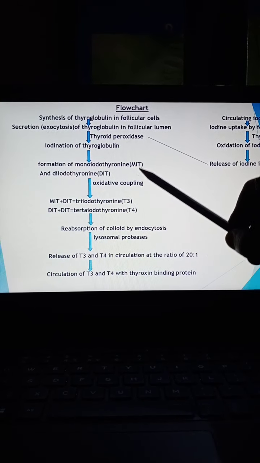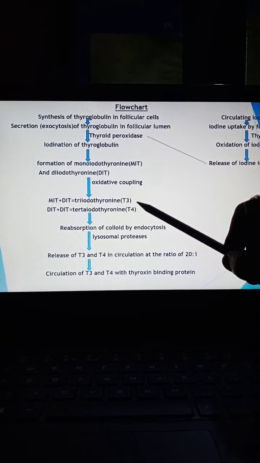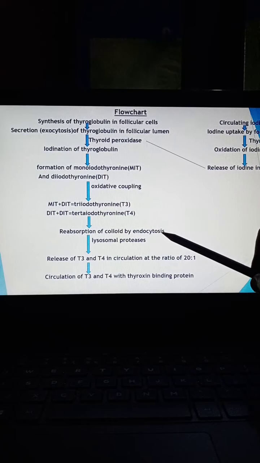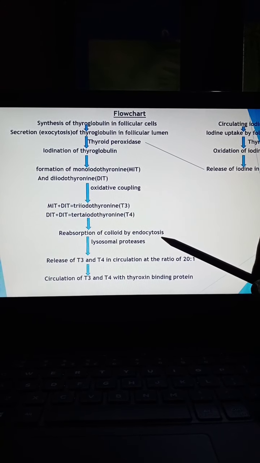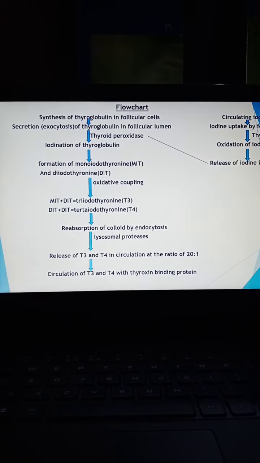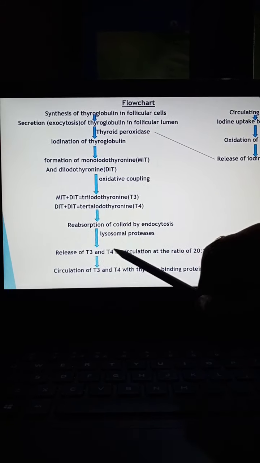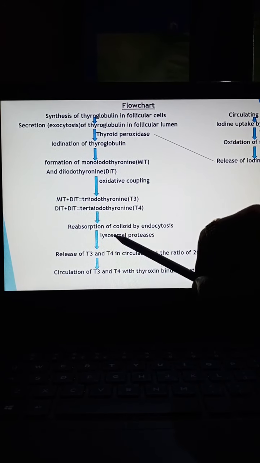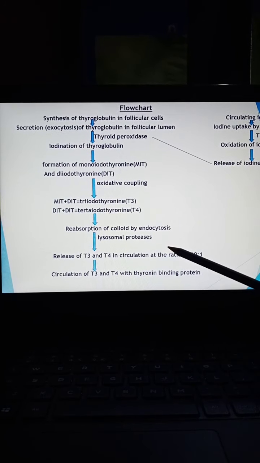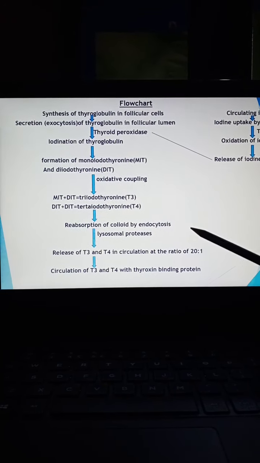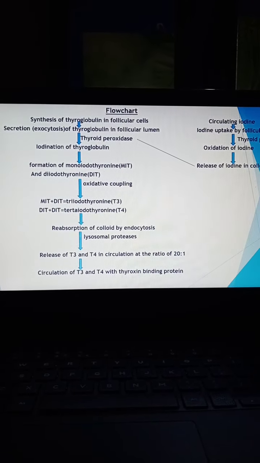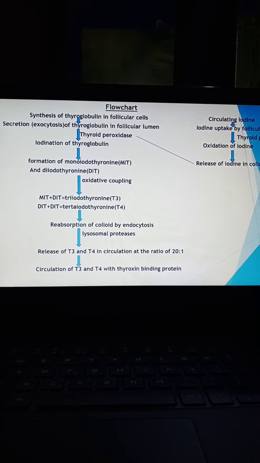Next, the T3 and T4 present in the colloid are taken up or reabsorbed by the follicular cells through a process called endocytosis. After this, the lysosomal protease present in the follicular cells makes the hormone active and releases T3 and T4 into the circulation. So this is all about the flow chart which shows how the thyroid hormone is synthesized and how it is released actively into the circulation.